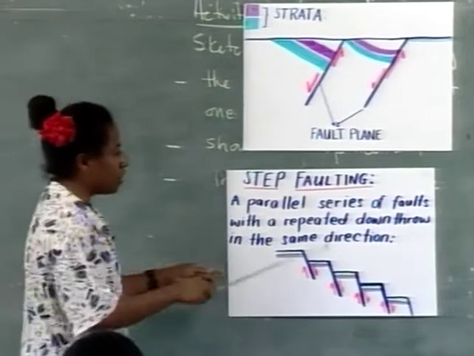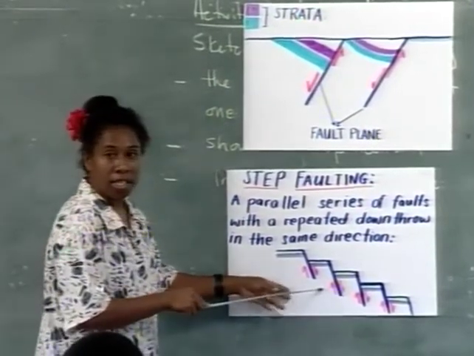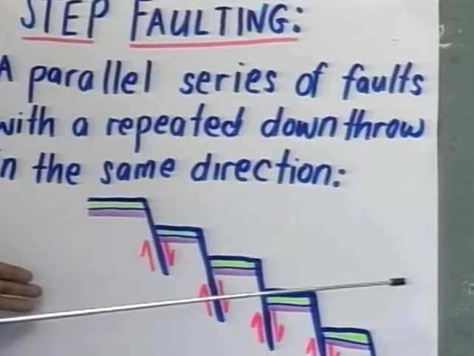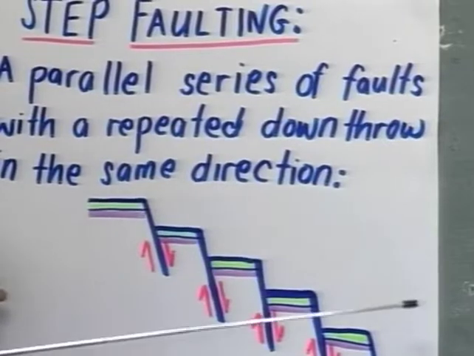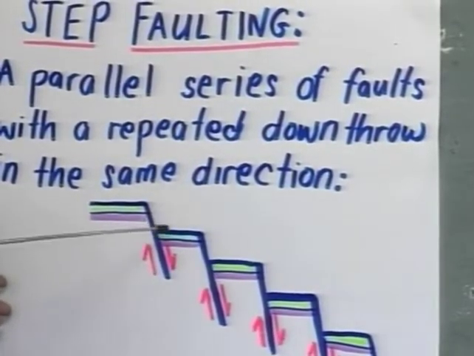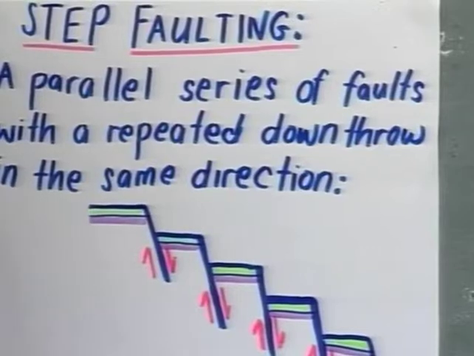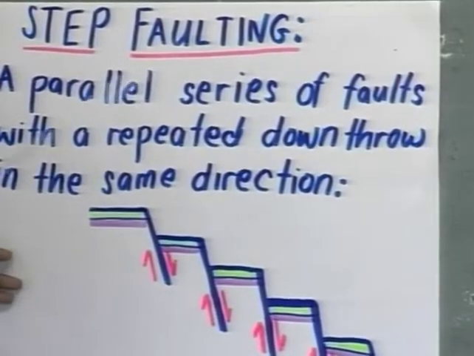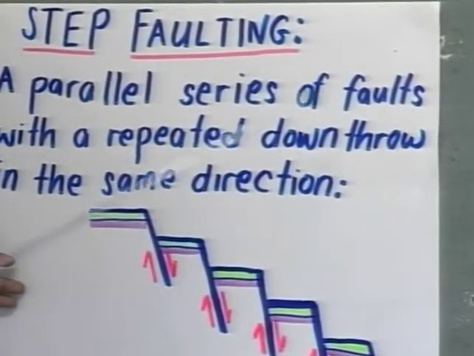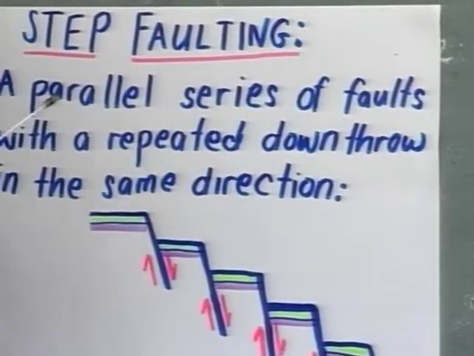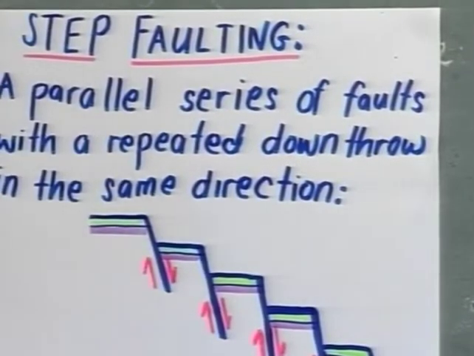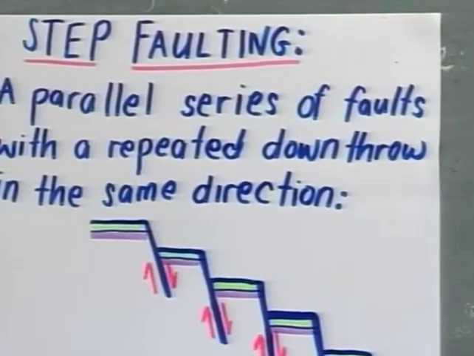But for the case of the step faulting, this is mainly to do with the forces of tension. As a result of the forces of tension, one block is simply down thrown or displaced downwards, resulting in repeated down throw features being created. Any other questions?